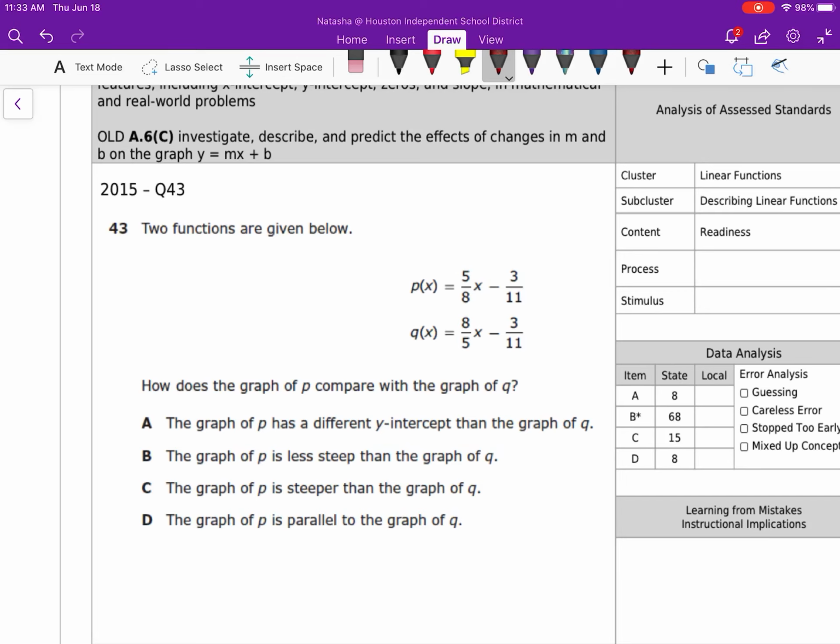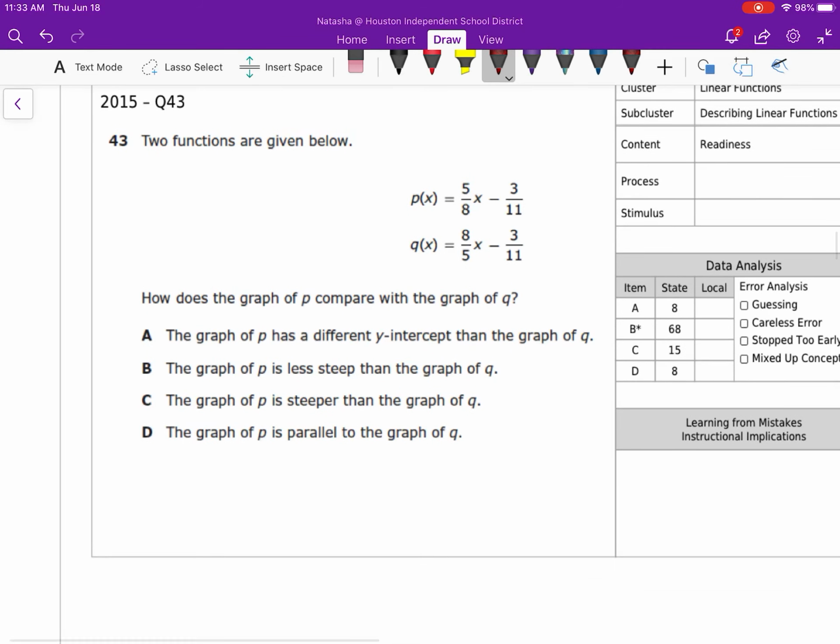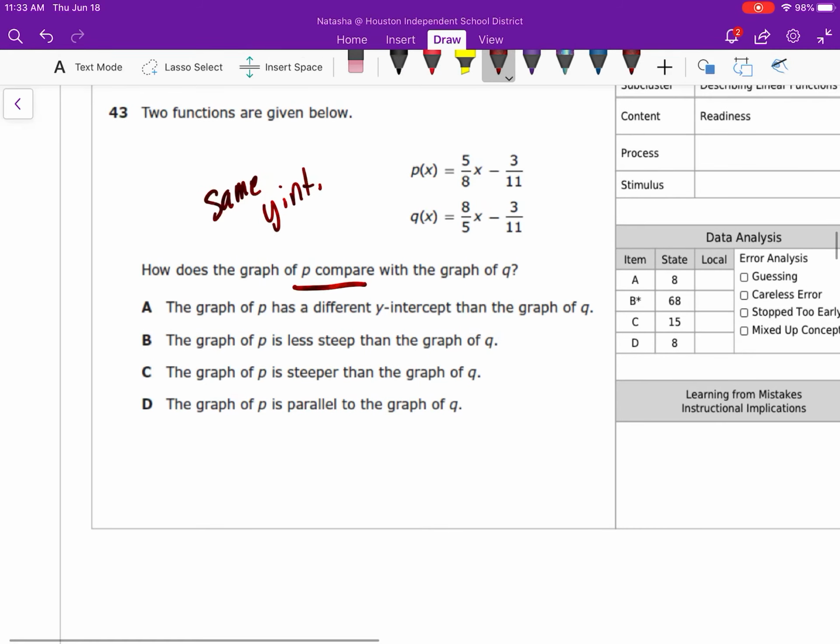Okay, so we want to compare, we're given 2 functions, so we're given a system of equations. How does the graph P compare to the graph Q? Okay, they have the same y-intercept. So we're not asking that. We're going to be looking at the slope. The graph of P has a different y-intercept than the graph of Q. So that definitely doesn't work for an answer choice.